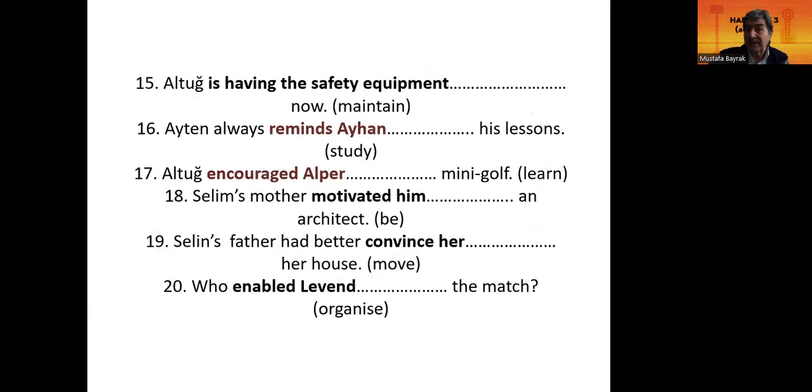15. Altu is having the safety equipment maintained. Ayten always reminds Ayhan to study his lessons. Altu encourages Alper to learn mini golf. Selim's mother motivated him to be an architect. Selim's father had better convince her to move her house, who enabled Levent to organize the match.